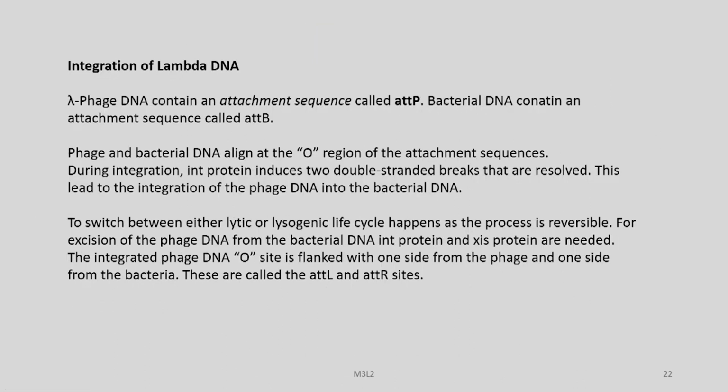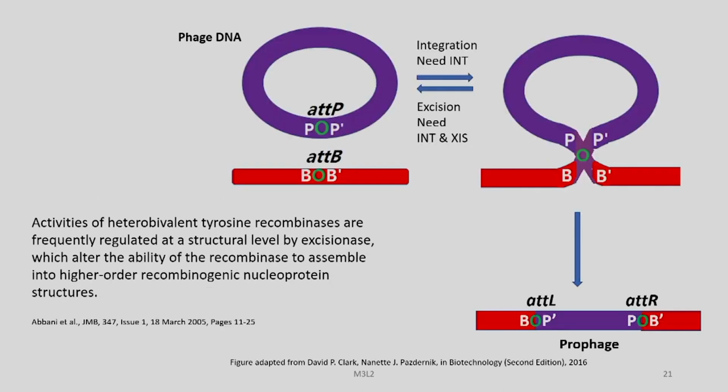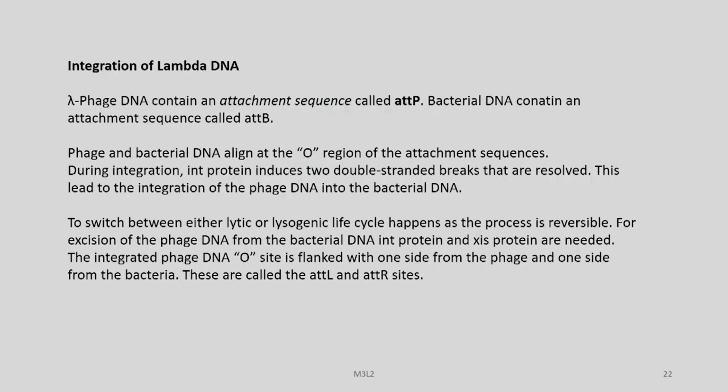Lambda phage DNA contains an attachment sequence called ATTP, as shown in this figure, and the bacterial DNA contains an attachment sequence called ATTB. Phage and bacterial DNA align at the O region of the attachment sequences. During integration, INT protein induces two double-strand breaks that are resolved. This leads to the integration of the phage DNA into the bacterial DNA.